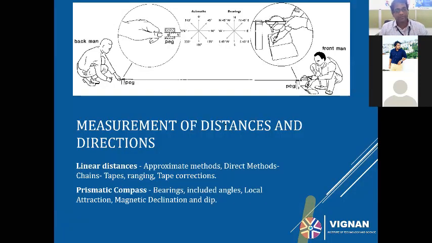Okay, so in the next class we will discuss the measurement of distance and directions, how exactly we will do it. We have discussed the broader point of view, how to do it, and the objective. Now how exactly we calculate it, we will discuss in the next slide.